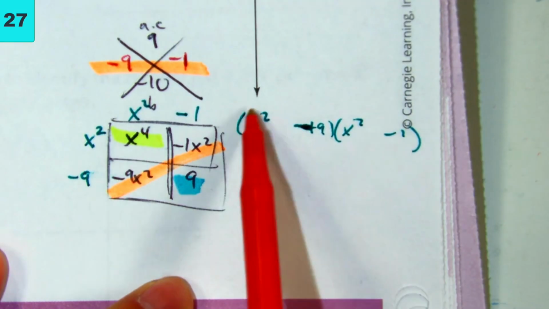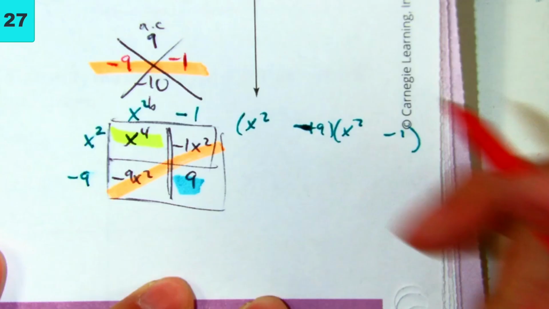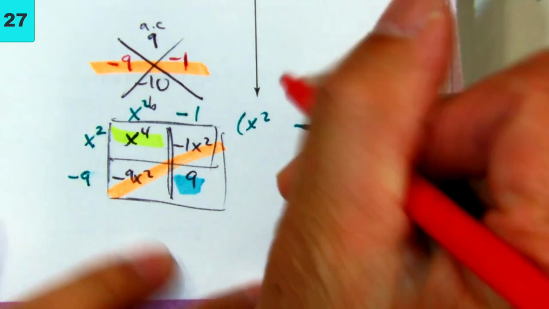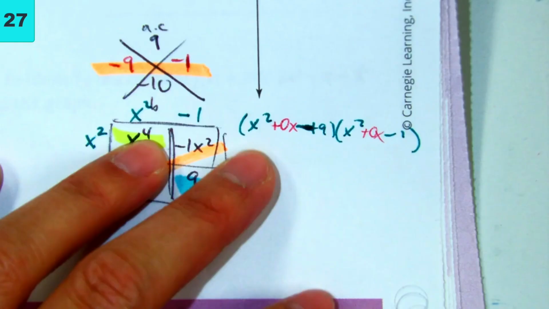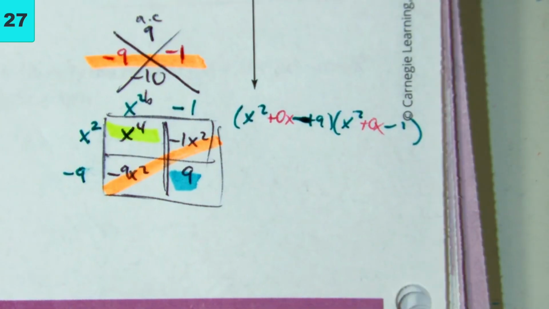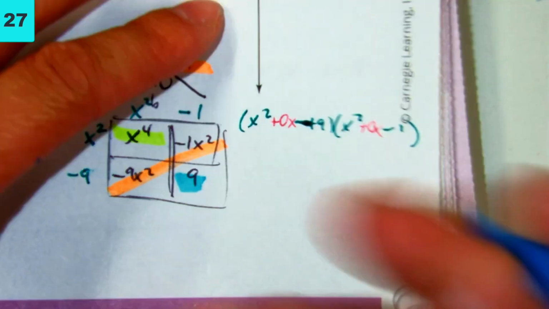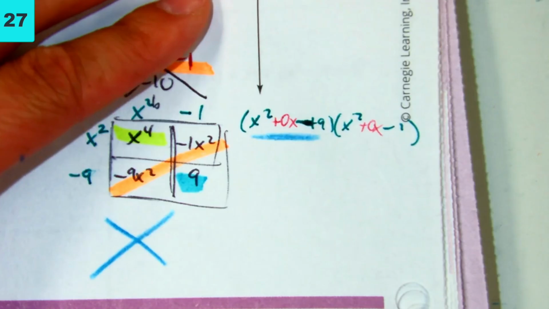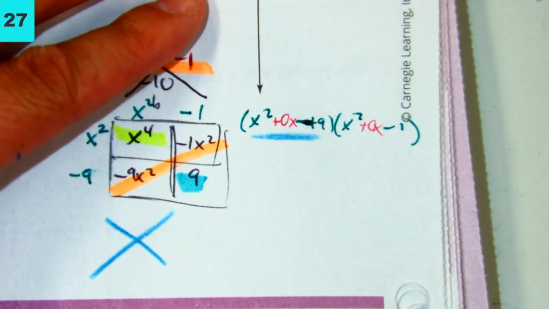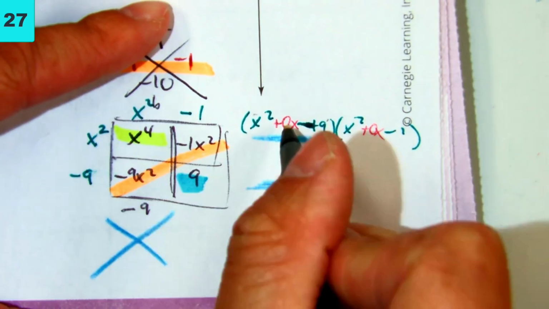Class, is this A, B, or C? A, B, or C? What's my B value? 0x. And the reason why I did that is because you have to factor again. So let's get an answer from my blue here. A times C is negative 9. My B value is 0.